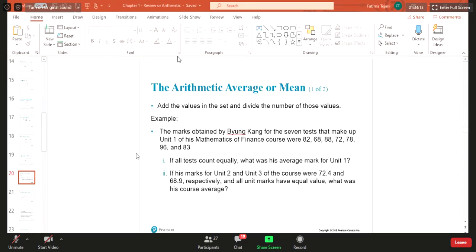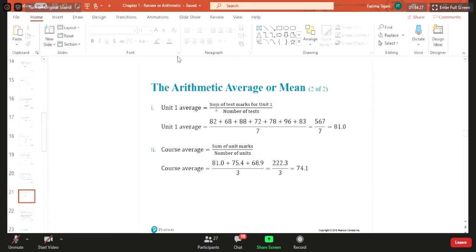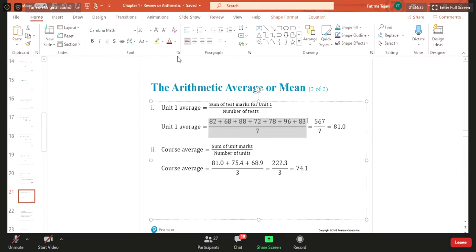Okay, so now how do you calculate the average? These are all the marks he got in his 7 tests. If all tests count equally, what was his average marks for Unit 1? We take the sum of test marks for Unit 1 divided by the number of tests. So you just add up all the marks and divide by 7, and that comes to 81.